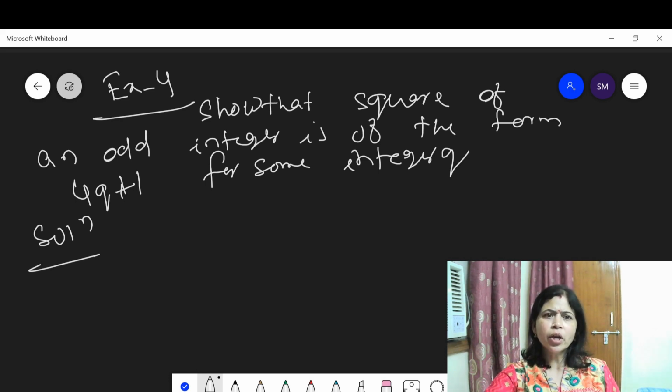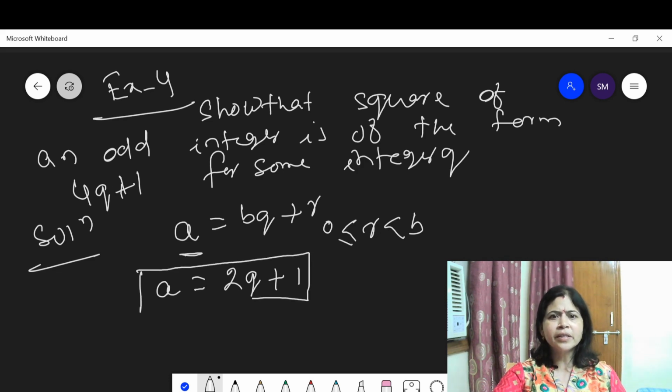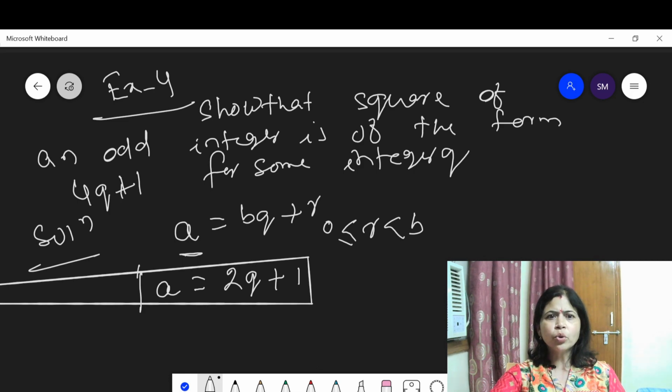Here according to the Euclid division lemma, any number a is equal to bq plus r, where r is greater than or equal to 0 and less than b. Here we need the square of an odd number. Take a as an odd number. This means a is equal to 2q plus 1, as this is an odd number and can be represented in this form. Then square both sides: a square is equal to (2q plus 1) whole square.